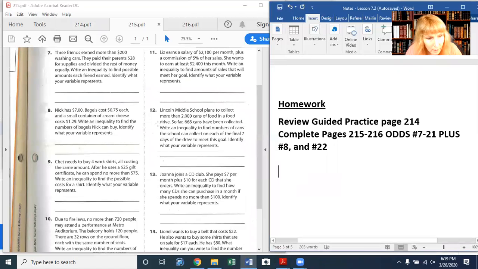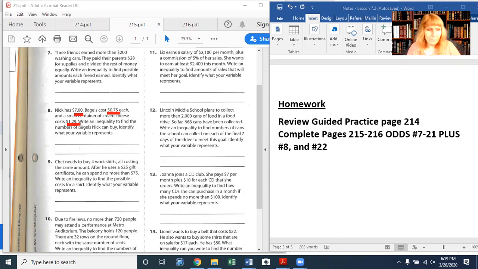Okay, so number 8 says, Nick, good old Nick is famous in this one now. Nick has $7. Bagels cost 75 cents each, and a small container of cream cheese costs $1.29. Write an inequality to find the number of bagels Nick can buy.